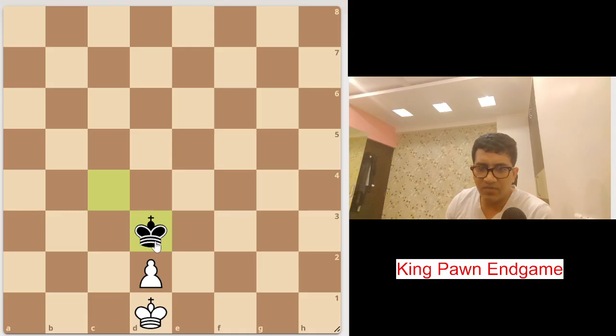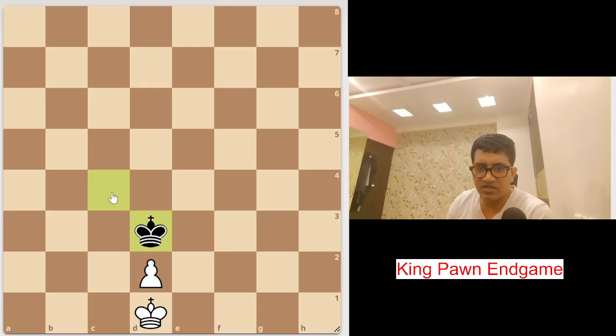Now in King and Pawn endings, the key idea is opposition. Let's suppose this white pawn doesn't exist here. The black king just moved from c4 to d3. Here you can see there is one square between the black and white king. Whenever a king is moved and there is an odd number of squares between the two kings, it will be the opposition. It might be direct opposition, it might be distant opposition.